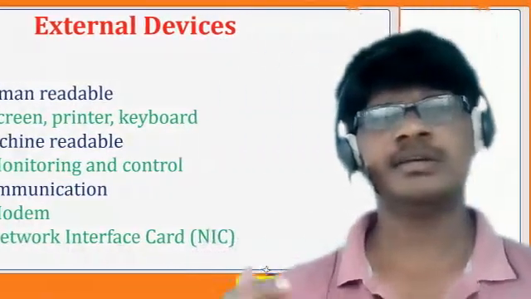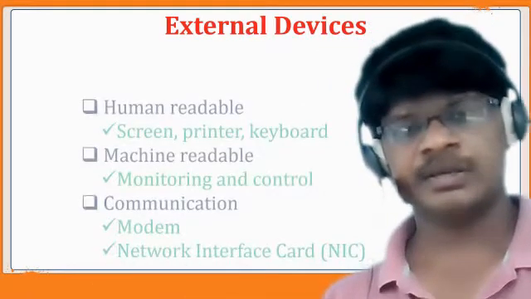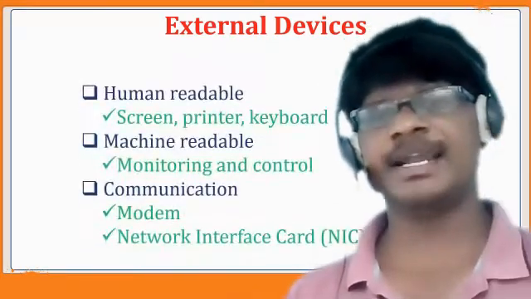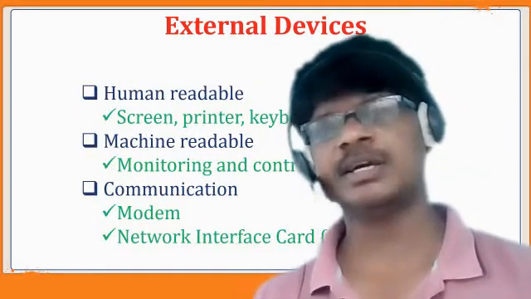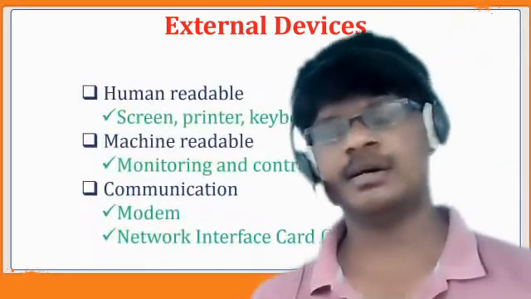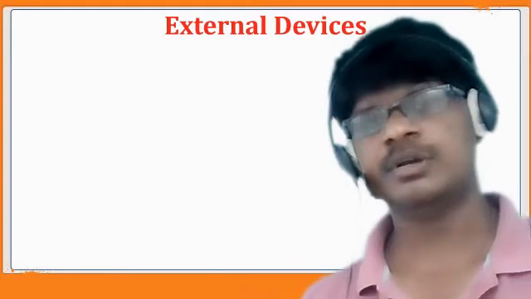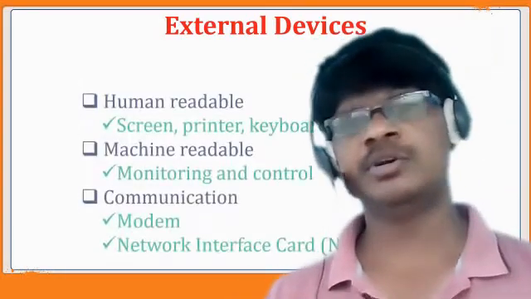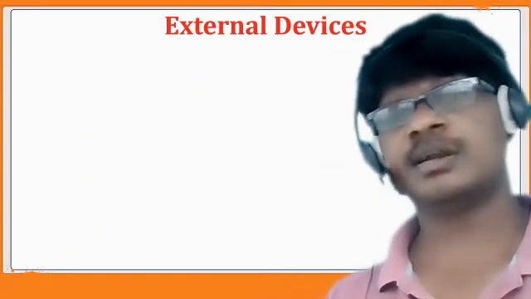External devices can be divided into three groups. First, human readable: the screen, the printer, keyboards. Humans can read with these. The screen, the monitor gives you the display, with the printer you can take the hard copy, and with the help of the keyboard, we can give commands to the computer. So these are all human readable external devices.